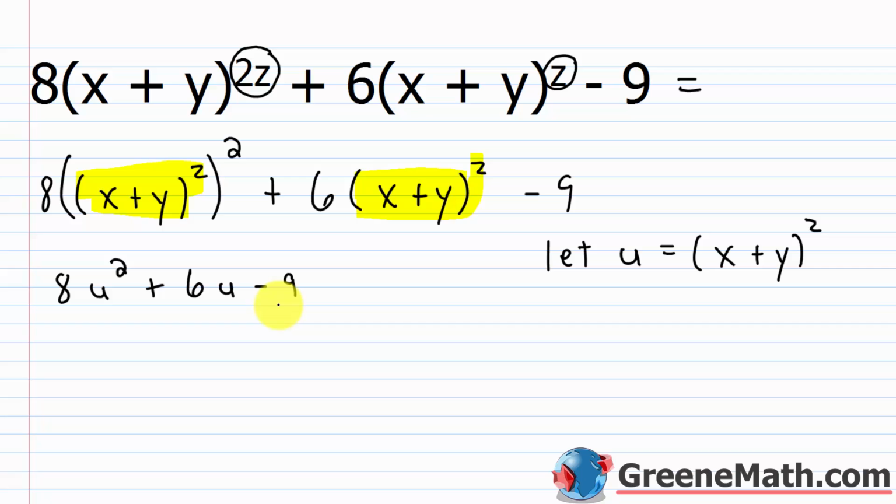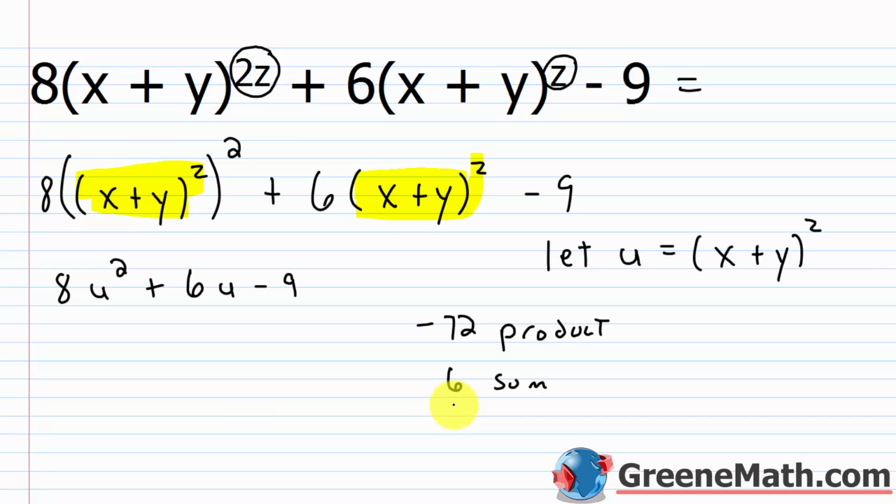I'm going to use my grouping method because that's easiest for me. So I want a product of what? 8 times negative 9 is negative 72, so negative 72 is the product. And I want a sum of 6. So two integers that have a product of negative 72 and a sum of 6.